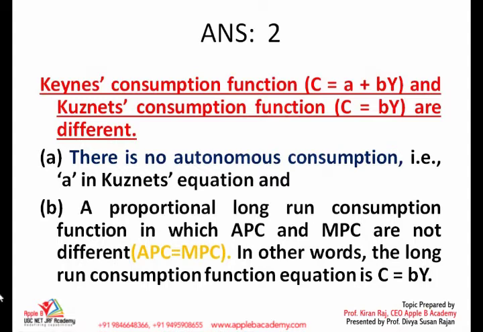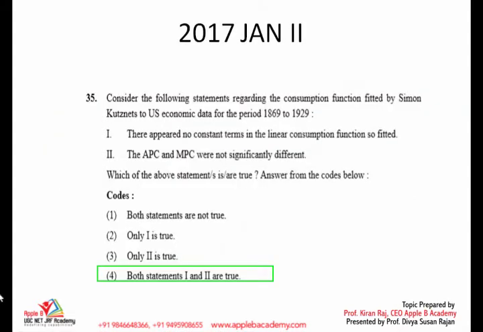Again, the explanation has been elaborately given: the Keynes consumption function is denoted by C is equal to A plus BY, while the Kuznets consumption function is C is equal to BY. Both of them are comparatively different. There is no autonomous consumption concept in the Kuznets equation, and in the proportional long run consumption function, APC and MPC are not different. That is to say, they are both equal. In other words, the long run consumption equation is going to be C is equal to BY.